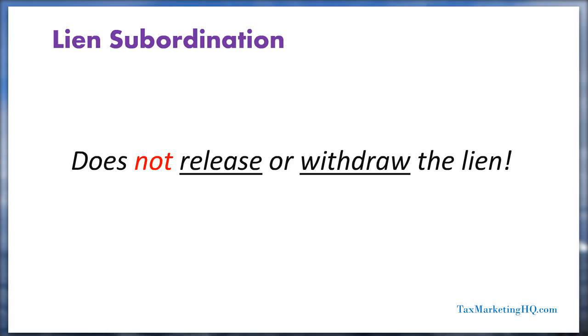Lien subordination is different from a withdrawal because it does not release or withdraw the lien. There is no removal in any way, shape, or form of the lien in a subordination process. And this is important. What a subordination actually does is that it moves the federal tax lien to a junior position. Okay, it allows another creditor to have a senior superior claim in the lien priority order over the United States government's position.